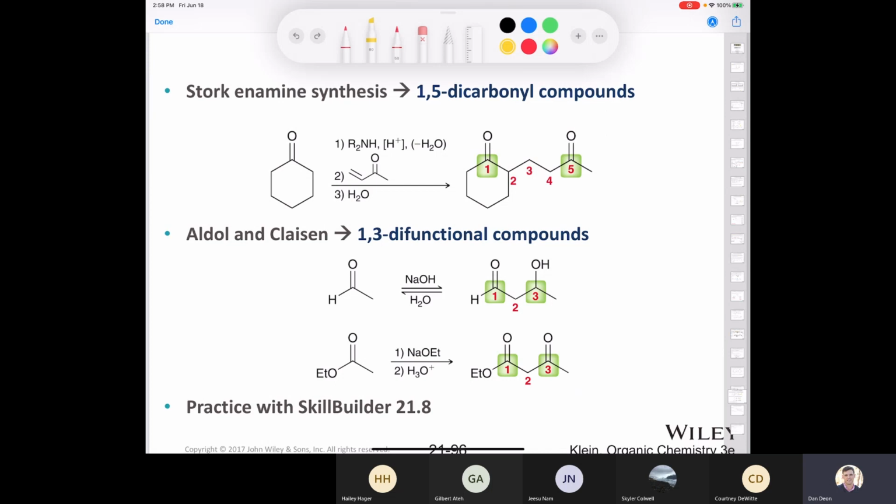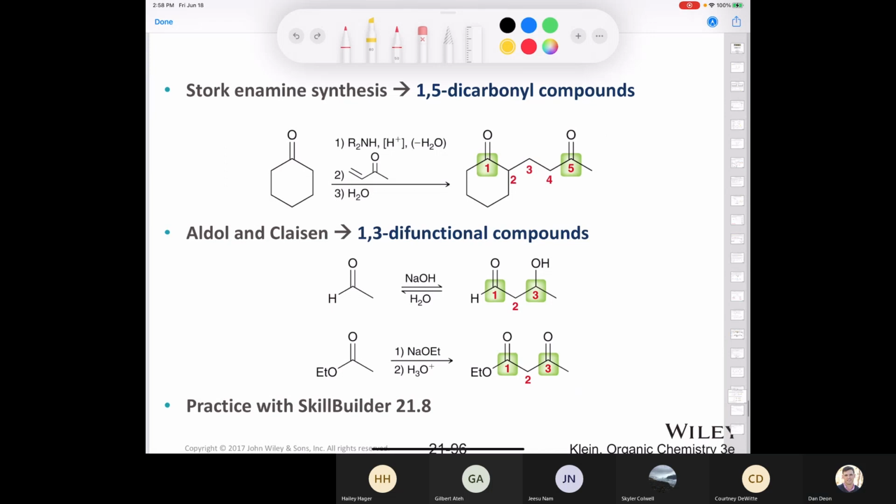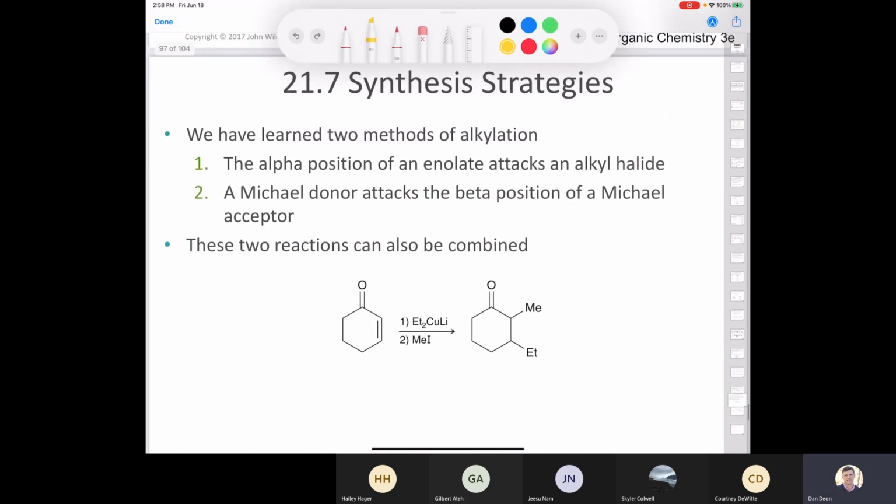If you have a 1,3 difunctional compound, whether it's a beta keto ester or a beta hydroxyaldehyde or ketone, then you want to think about a Claisen condensation or an aldol reaction, an aldol addition, something like that. All right. So this is the one variation on a reaction that is kind of new in section 21.7. It's the only thing that isn't really covered in the other section.